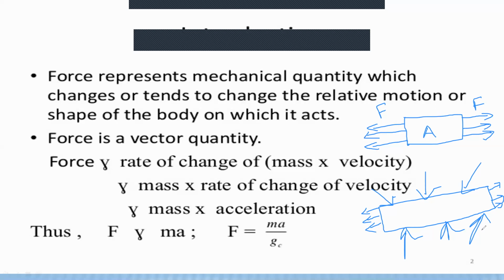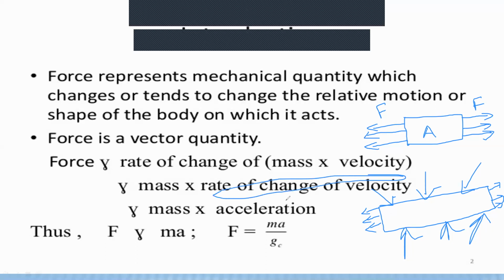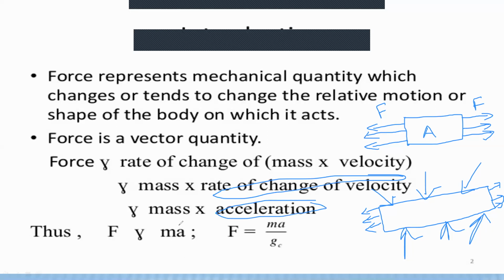Then force is equal to mass into acceleration, because the rate of change of velocity we write as acceleration. So that is force is equal to mass into acceleration. F is equal to ma. F is equal to ma by gc, where gc is the gravitational constant. So we can measure force as mass into acceleration, and that acceleration we can write as rate of change of velocity.